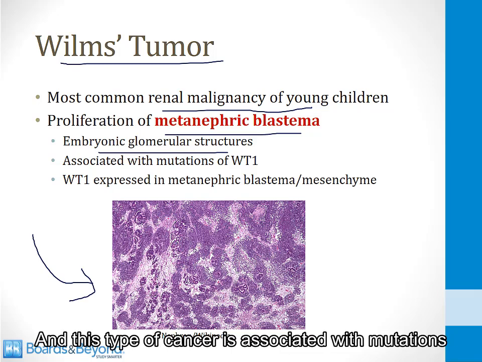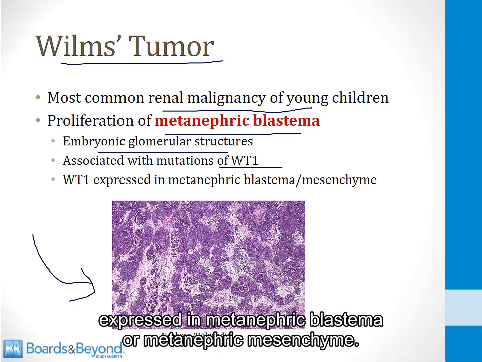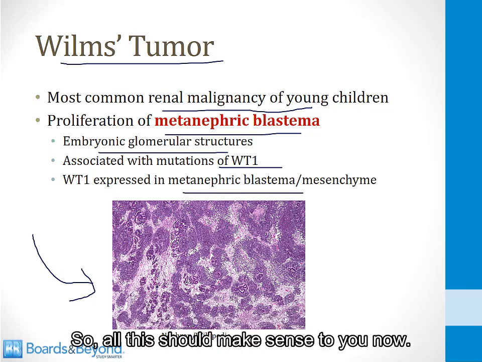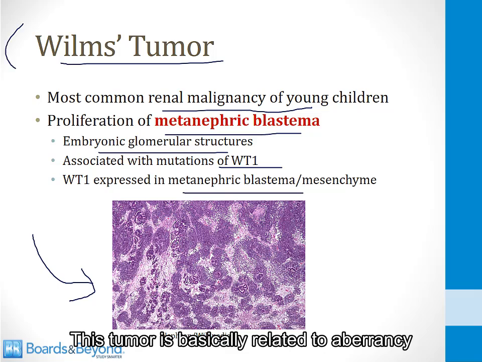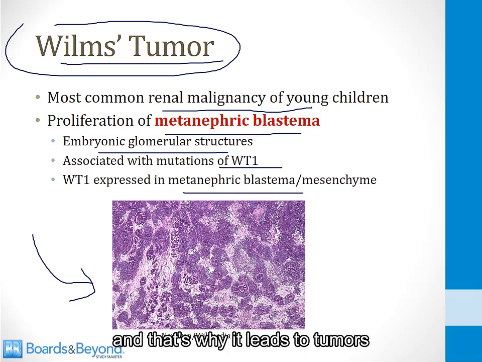And this type of cancer is associated with mutations of a gene called WT1, and this is a gene that is normally expressed in metanephric blastema or metanephric mesenchyme. So all this should make sense to you now. This tumor is basically related to aberrancy of the embryologic structures in the kidney, and that's why it leads to tumors that occur in young children.